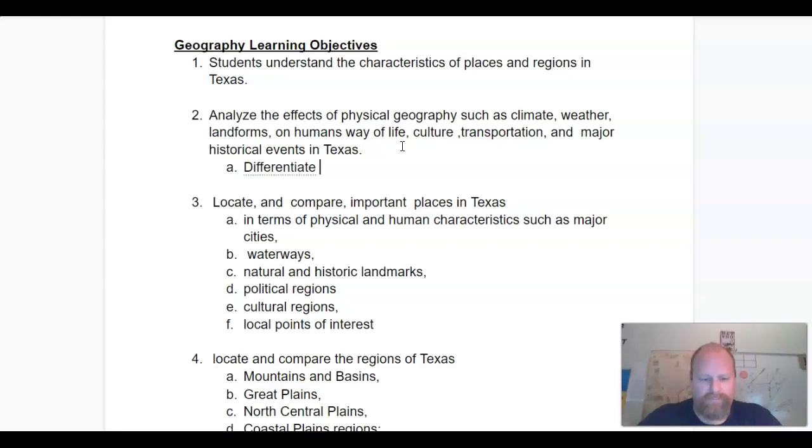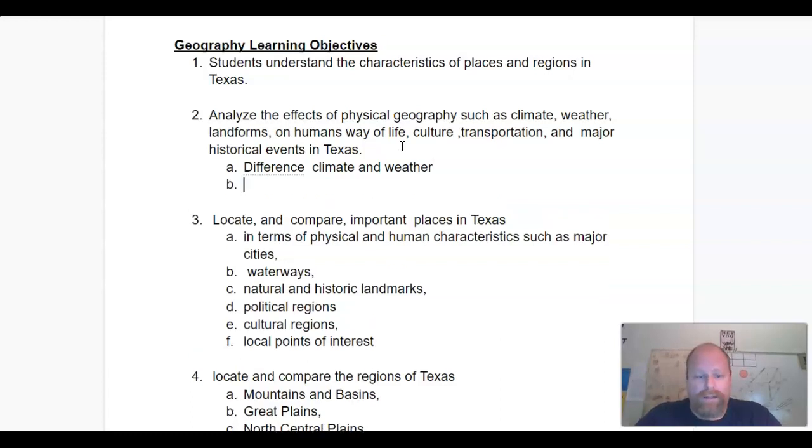differentiate. Ooh, that's a big word. Climate and weather. The idea there is I've got to tell the difference between climate and weather. So if I don't know the difference between climate and weather, that's something I need to know to understand how climate and weather would affect people.